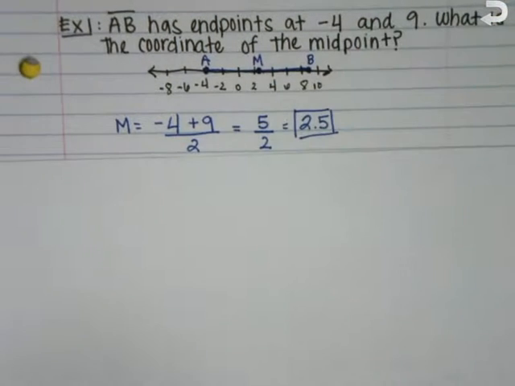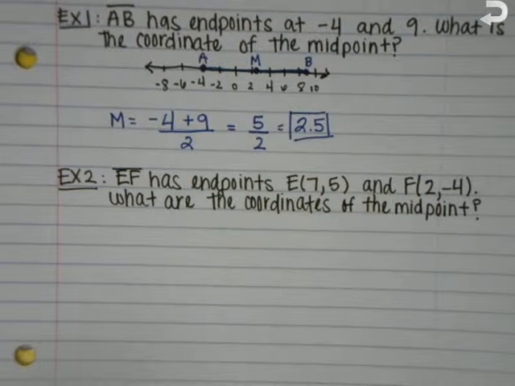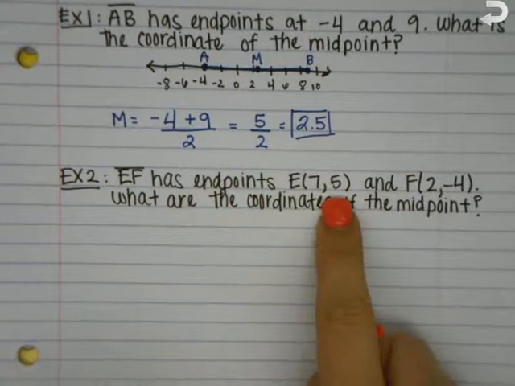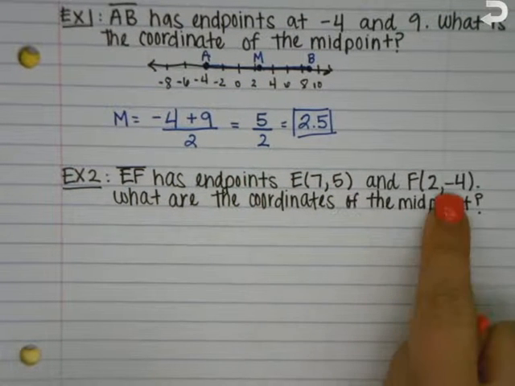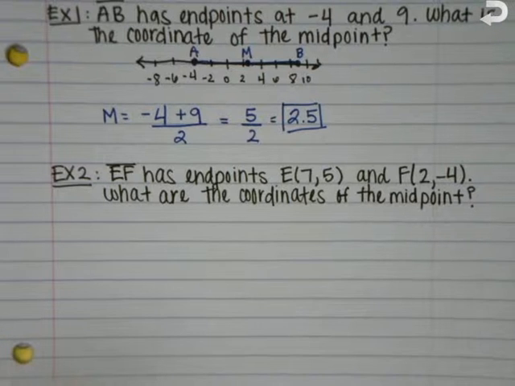So example 2, this time I tell you that our segment actually lies on the XY axis because there's an X coordinate and a Y coordinate. Point E has coordinate 7, 5, and point F has coordinate 2, -4. No, you do not have to graph this on the coordinate plane. We're just going to use the midpoint formula. I'll do the X coordinate with you, and then I'll have you do the Y coordinate together, okay?